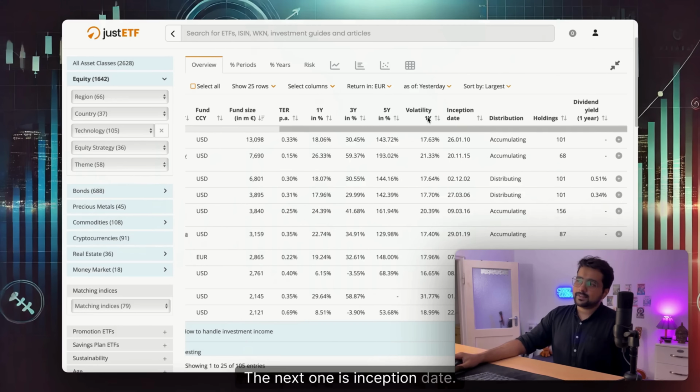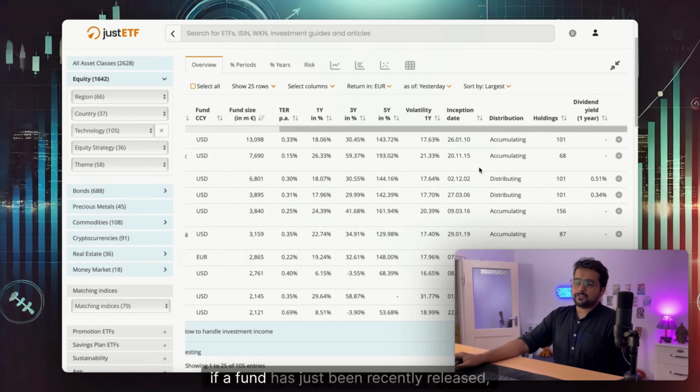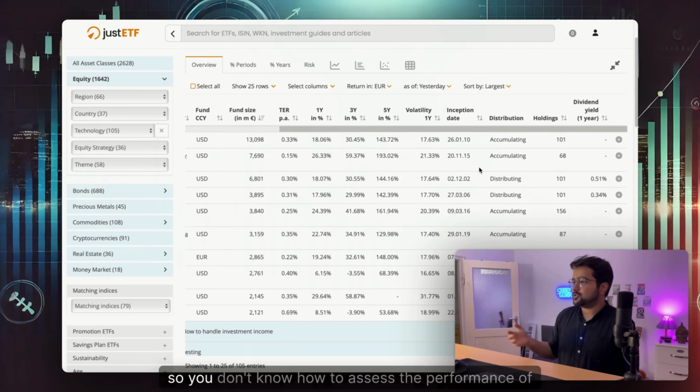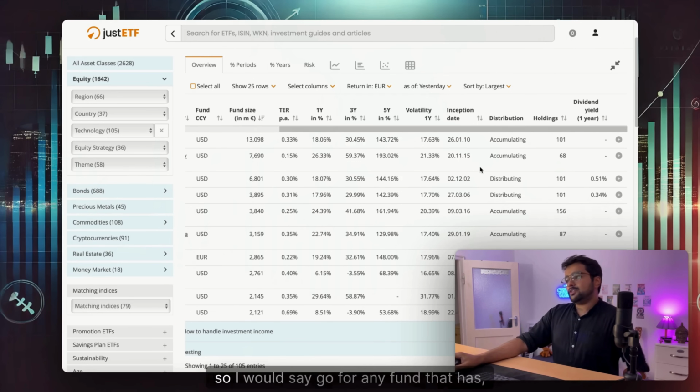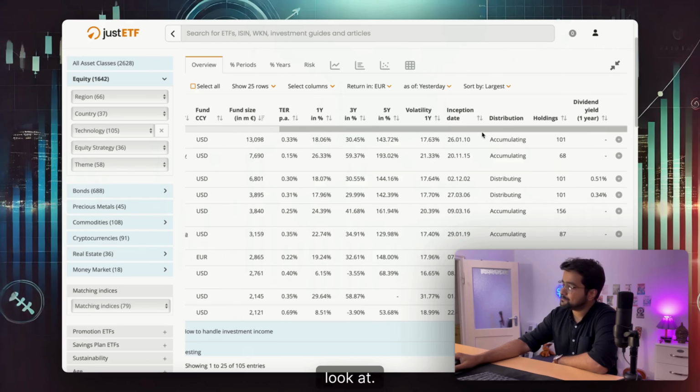The next one is inception date. So this is important because this helps you assess the past performance. If a fund has just been recently released, you do not have any data to look at, so you don't know how to assess the performance of that fund. So I would say go for any fund that has at least 5 years of past performance for you to look at. Next is distribution.